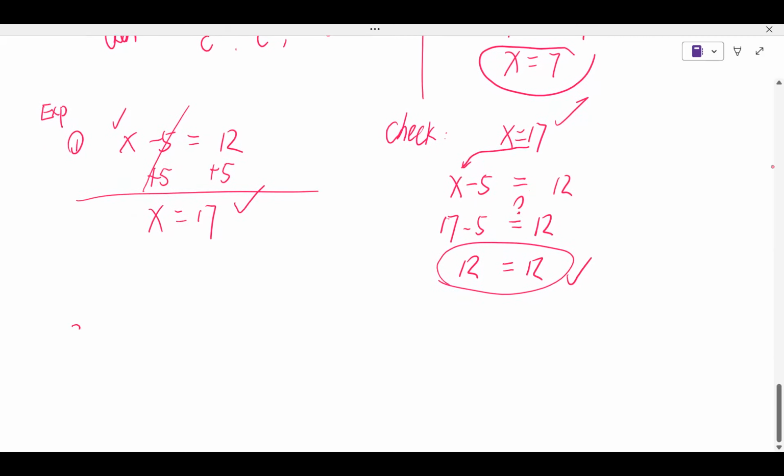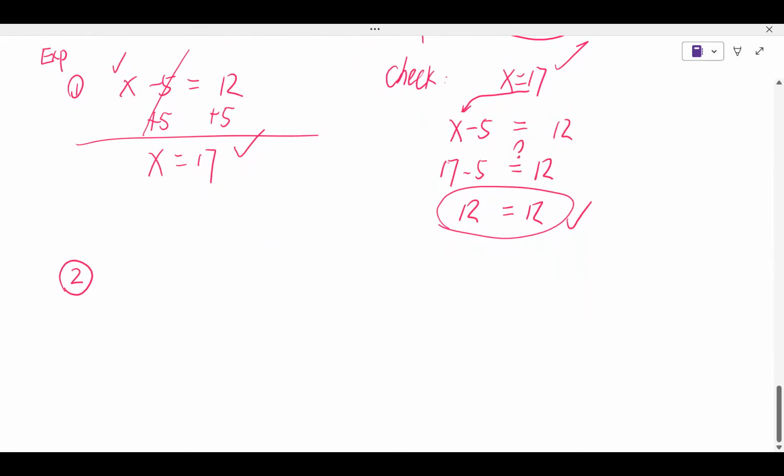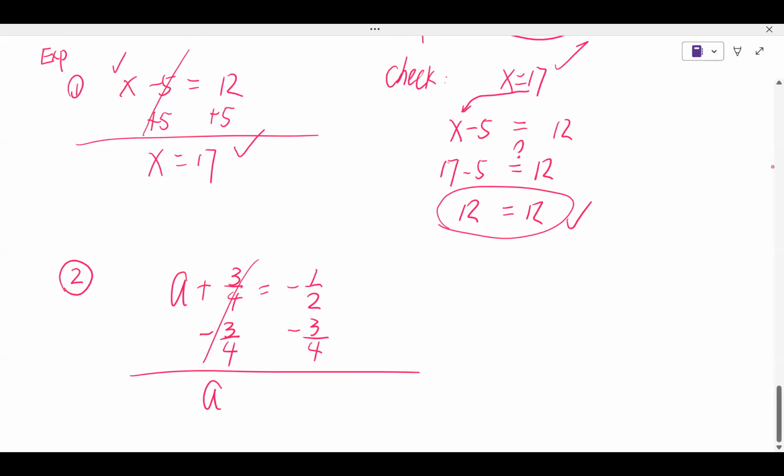And then secondly, let's say we have something like a plus 3/4 equal -1/2, right? Although it's a fraction, we get a fraction here, but still we're gonna treat it like the regular numbers. So just again subtract the 3/4 from both sides of the equation. And then on the left, we cancel the 3/4, and a is by itself.